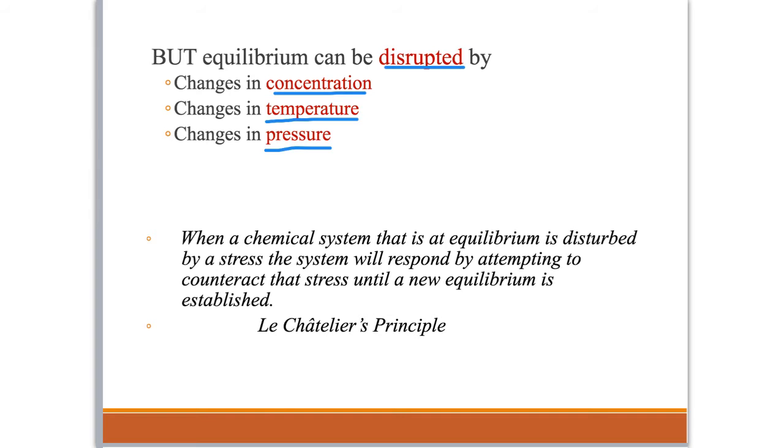The scientist that figured out the effects that we can have on equilibrium was named Henri Le Chatelier, and so it is known as Le Chatelier's principle, that when we have a chemical system at equilibrium, we can stress it, and that stress will cause the system to try to create a new equilibrium.